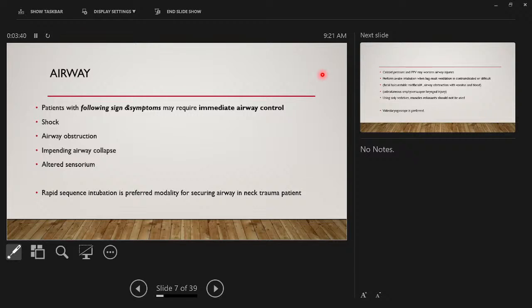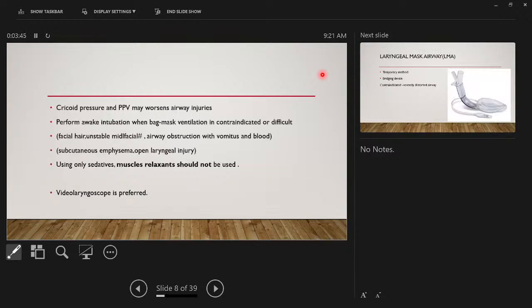For these patients, we mostly try for rapid sequence intubation, though cricoid pressure and positive pressure ventilation may worsen the airway injuries. And if possible, perform awake intubation. It is contraindicated in situations like difficulty to ventilate or pre-oxygenate the patient with facial injuries, unstable mid-facial fractures, airway obstruction, and vomitus or blood in the field.